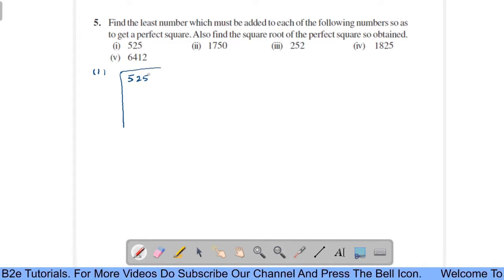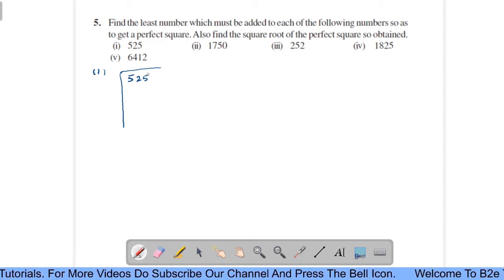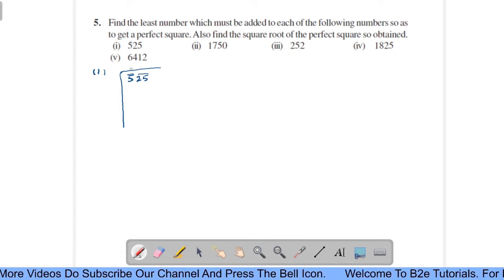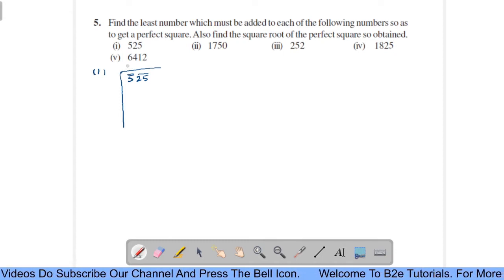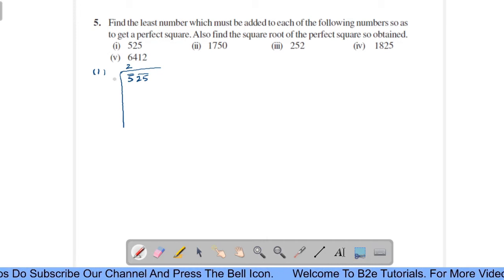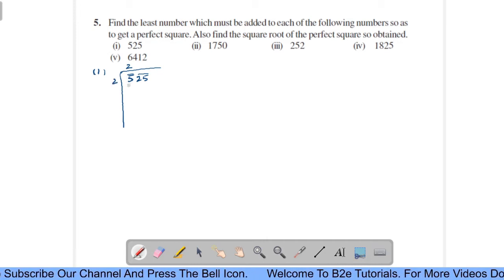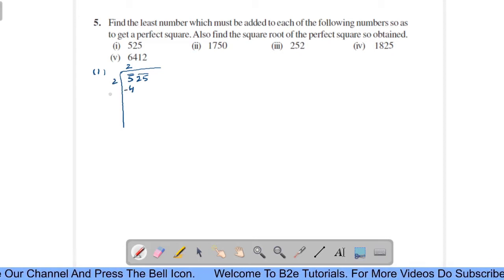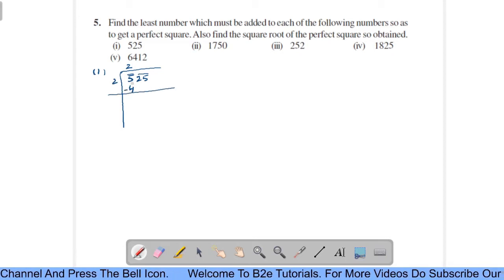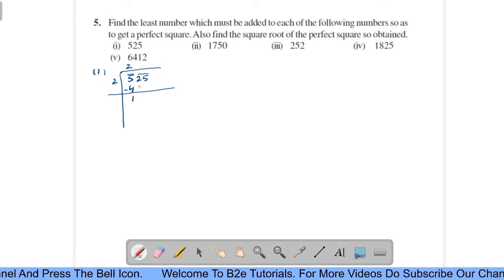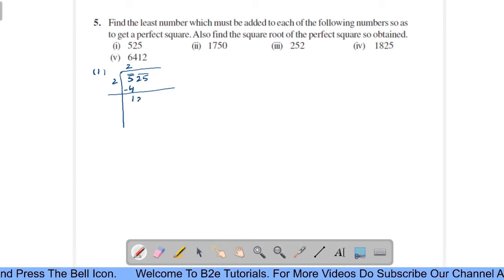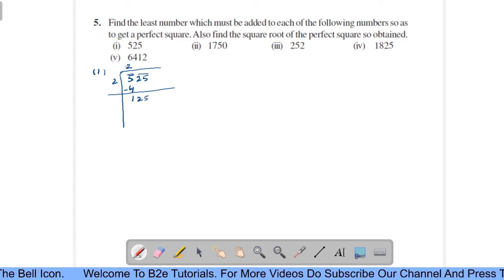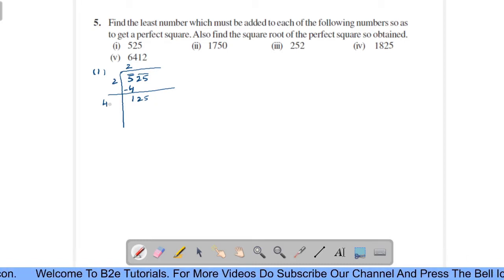Here make pairs from right hand side. See second pair, it is 5. How many times will it go? 2 times. Right, here 2 and here 2. 2 times 2 is 4. Write down below 5 and then subtract it. 5 minus 4, it is 1. Bring down the second pair, that is 25. This number becomes 125. Now 2 plus 2, it is 4.